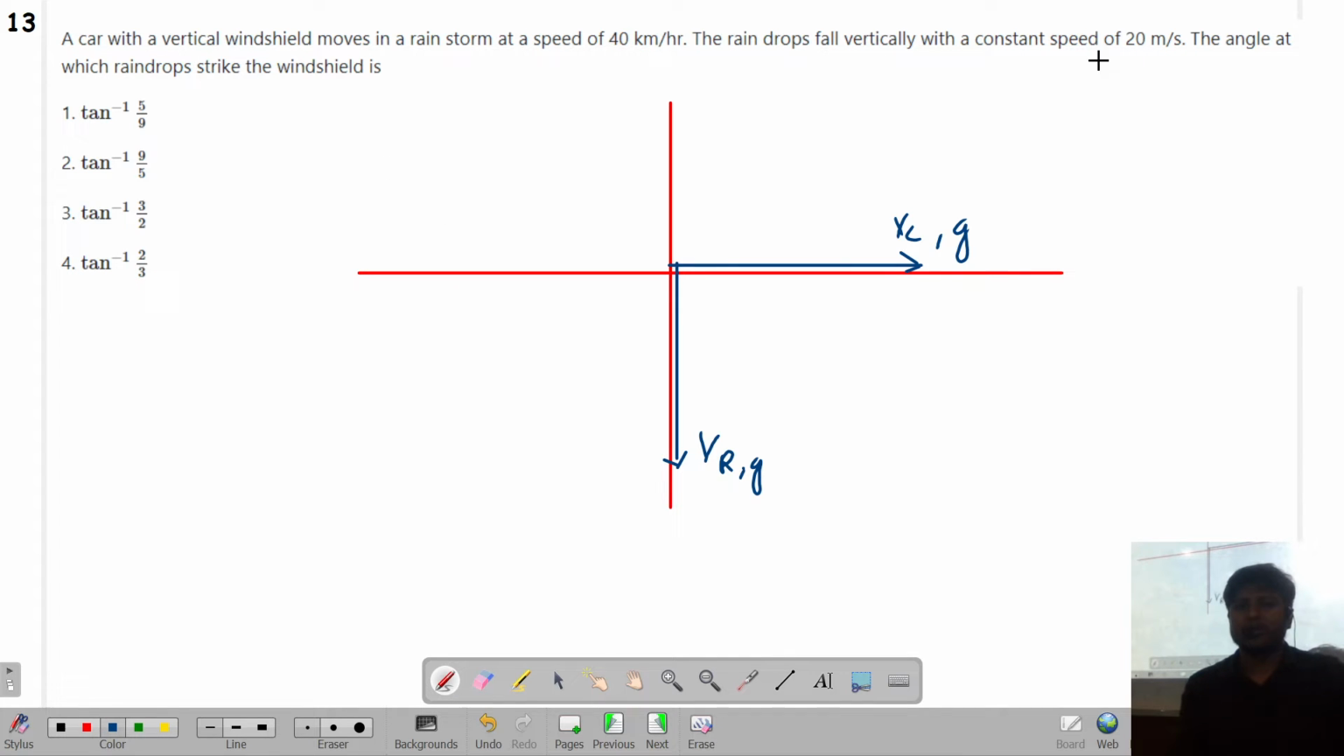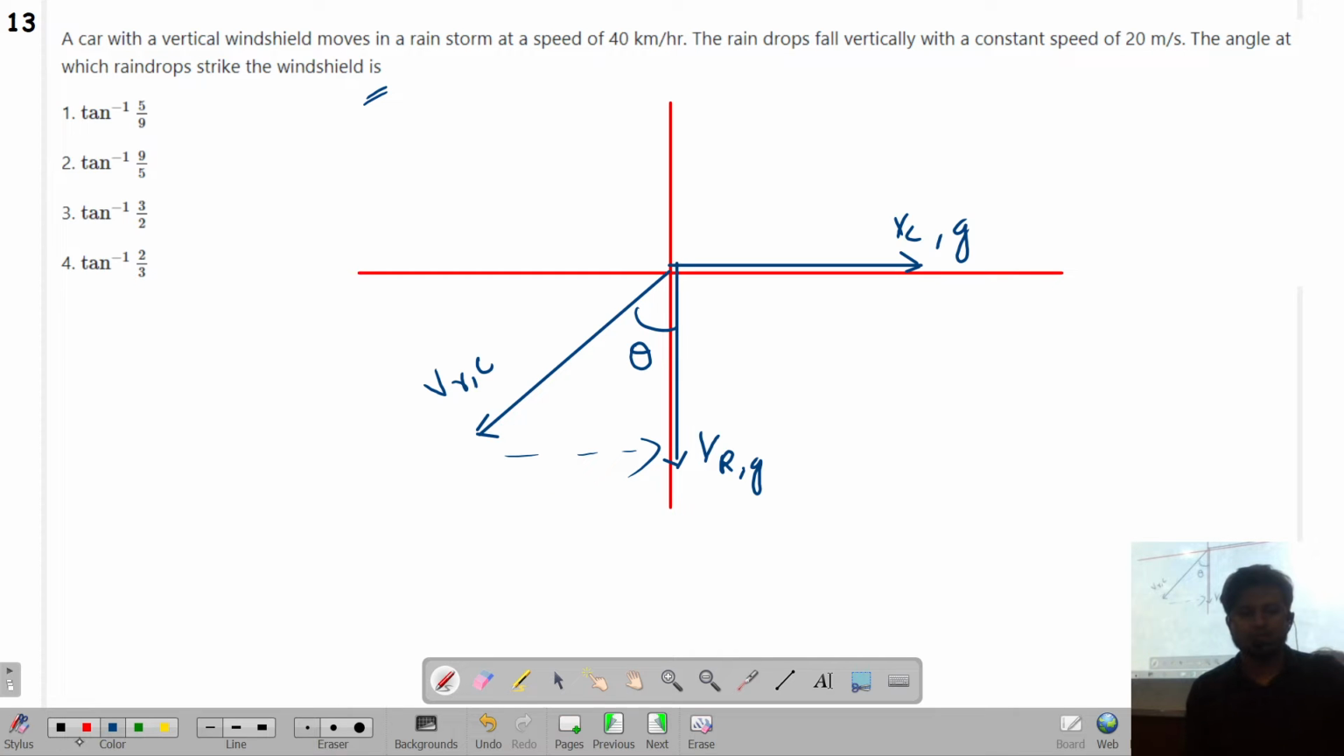Now, what it is asking is the angle at which raindrops strike the windshield. At what angle will the raindrops strike the windshield? Tell me yes or no? The velocity of raindrops with respect to the car. Because I can bring this velocity of car with respect to ground over here, and it will hit at some angle theta. Are you able to get me or not?